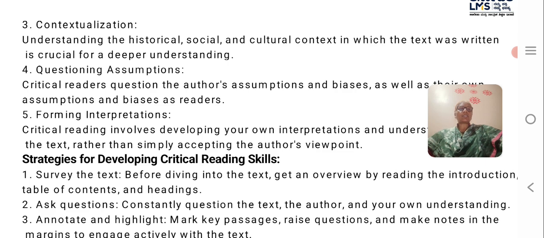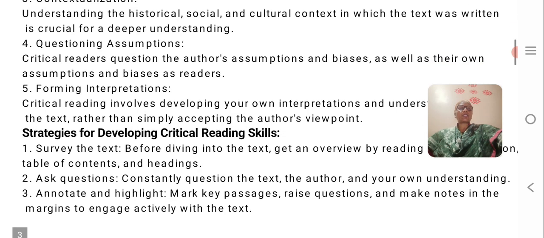So contextualization plays a very important role in critical reading. It means understanding the historical, social, and cultural context in which the text was written, which is crucial for deeper understanding. Another key element of critical reading is questioning assumptions. Critical readers always question the author's assumptions and biases, as well as their own assumptions and biases as readers.